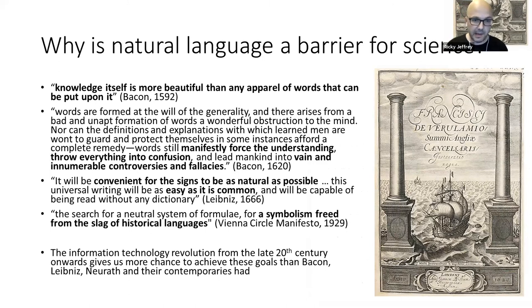So we've got quotes from Bacon and Leibniz and the Vienna Circle 100 years ago. It's knowledge itself that is beautiful, more beautiful than any apparel of words that can be put upon it. So the scientific knowledge here, but it's covered in the medium, which is usually natural language. Leibniz wants science to be as natural and easy to use as possible. And the Vienna Circle wanted free scientific communication, free it from the slag of historical languages. And the thing is that we have the information technology that Bacon, Leibniz, and Neurath and the others didn't have. So things are possibly a bit easier for us.